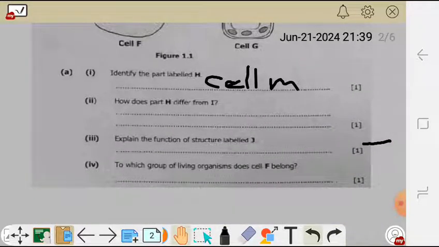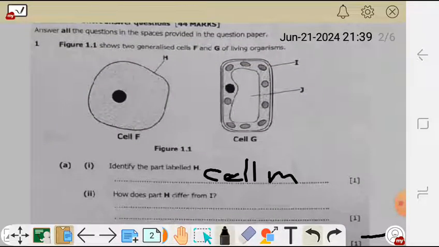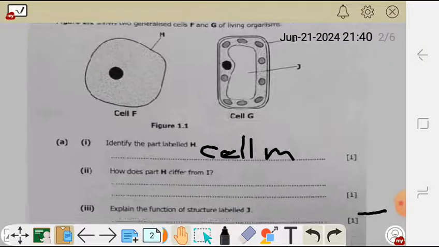So we move on to question 3 under question 1. Question 3 says explain the function of the structure labeled J. The first thing we have to do is to identify what that structure is. That structure there is the cell vacuole. The function of the vacuole is simply that it stores water and mineral ions. So mineral salts and water are stored in the vacuole. So you can write that there.